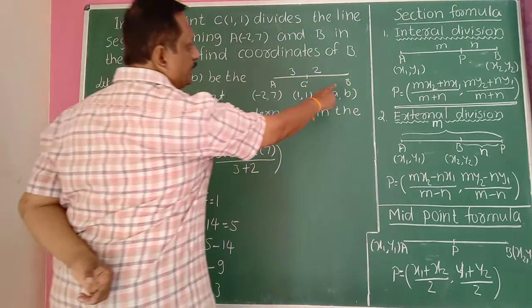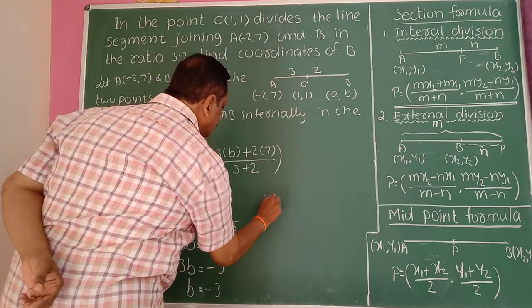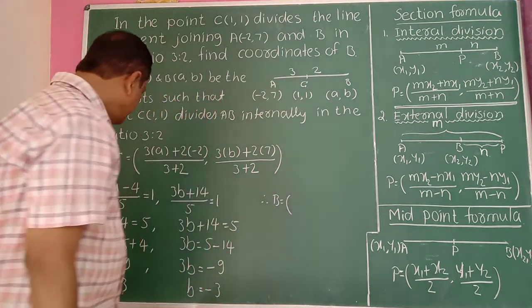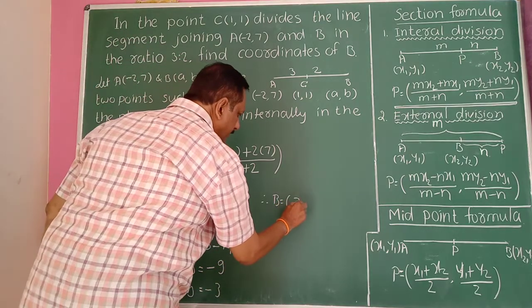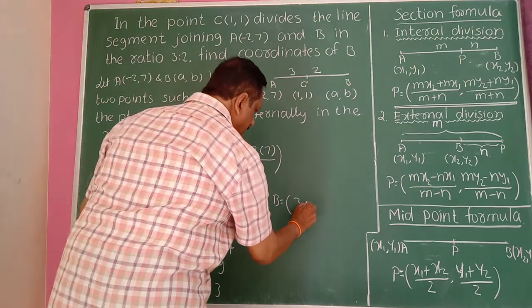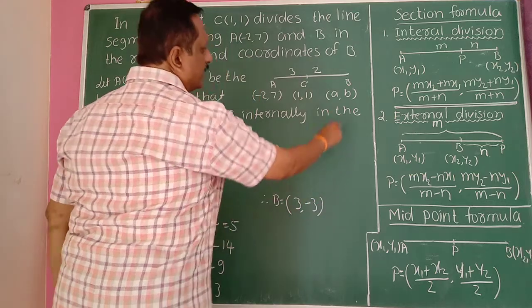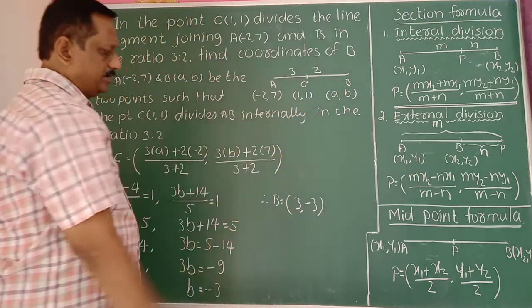Therefore, the coordinate of point B: here the a value is 3, so write 3 here, and the b value is minus 3. So this is the required coordinate of the point B. This is the solution.